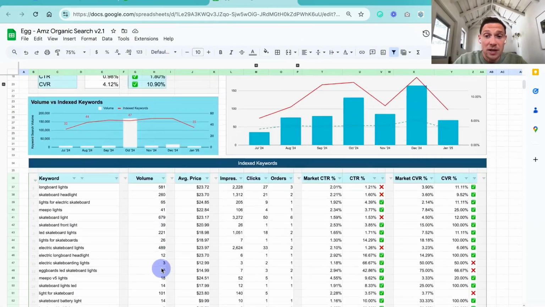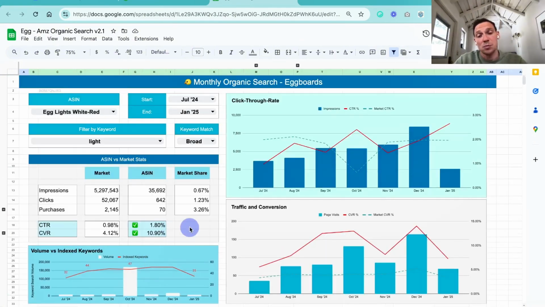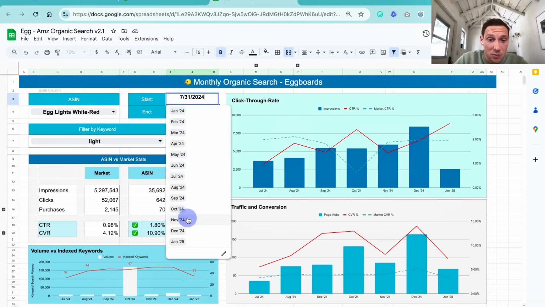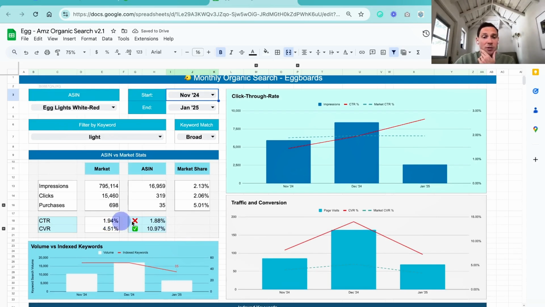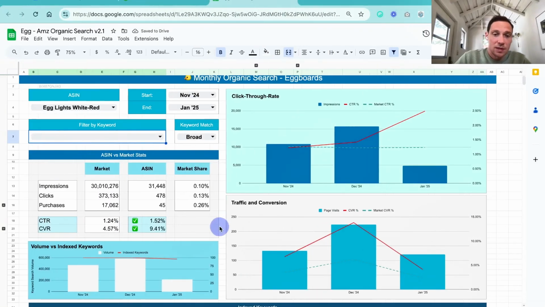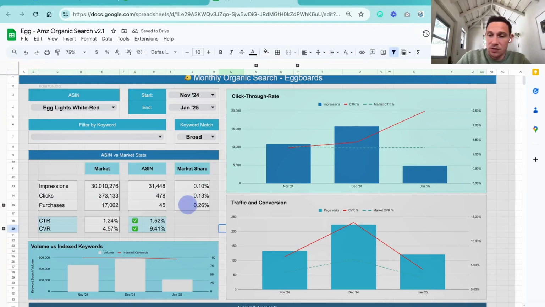But generally, we're ranking and converting well for small keywords, but we're not really getting many impressions. In terms of the market, we're getting a very small percentage. If we look at the past 3 months, our click-through rate is not that great, and we have only 5% of the market, 2% of the impressions, while spending a lot on advertising. So this means for me that, first of all, I'm going to take a screenshot of this.